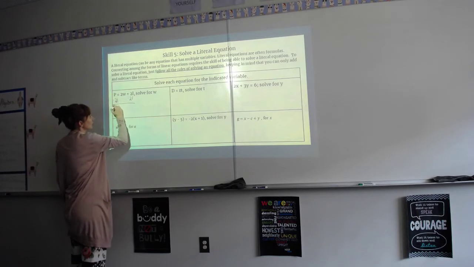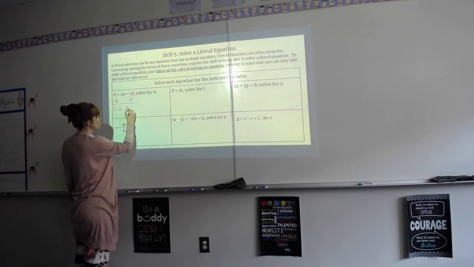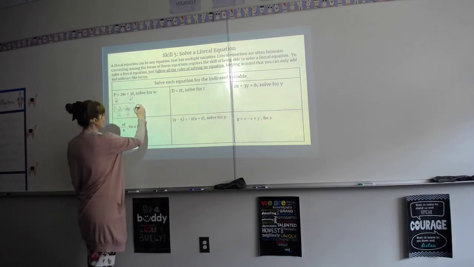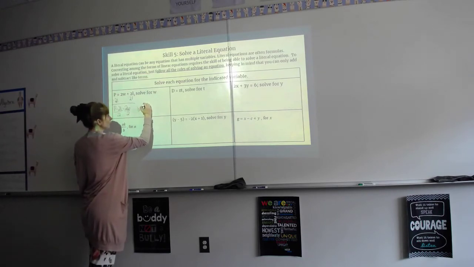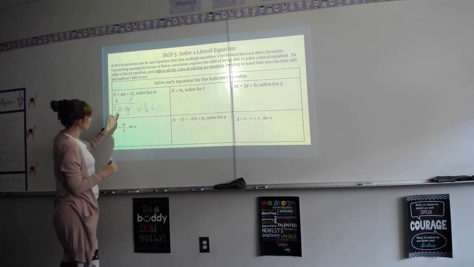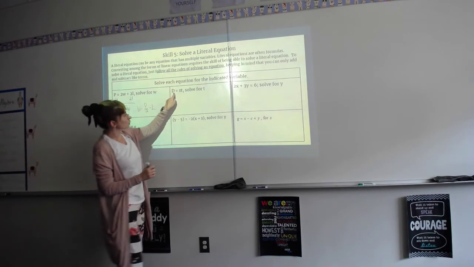Now I have P minus 2L equals 2W. Well, to get the W by itself, I'm just going to divide both sides by 2. So now I have W equals P over 2 minus L. The 2's cancel out here.